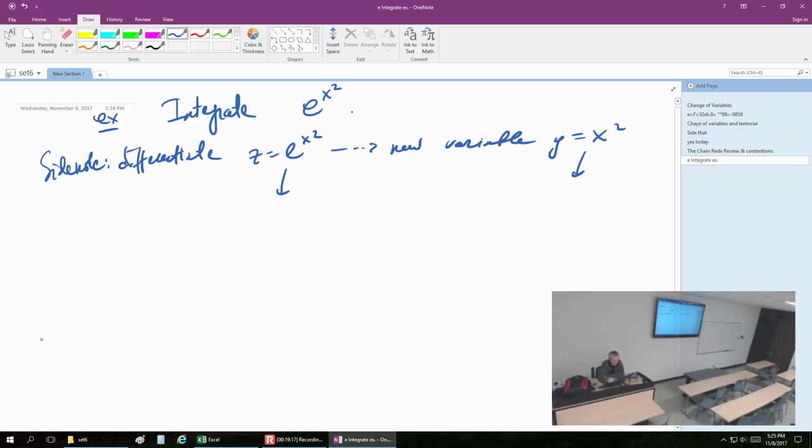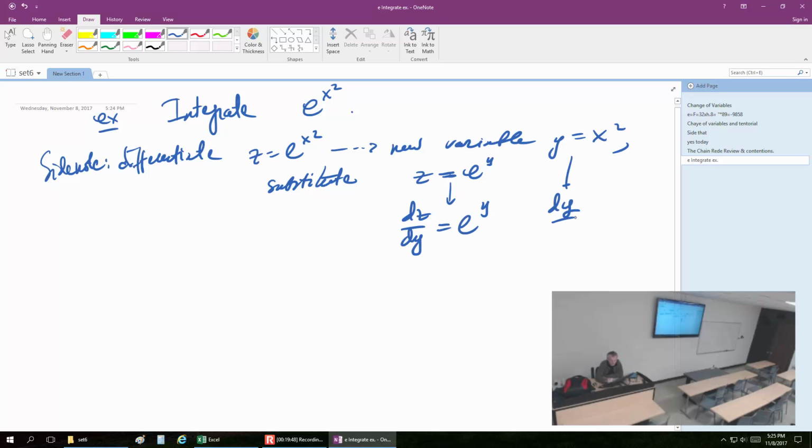I differentiate these two. Not these two, but rather first of all I do the substitution, right? So I introduce a new variable and substitute, which means that I express my old variable z in terms of the new variable y, which is e to the y. So these are the two functions, this is the decomposition. I differentiate the two. dz dy is e to the y. dy dx is 2x.